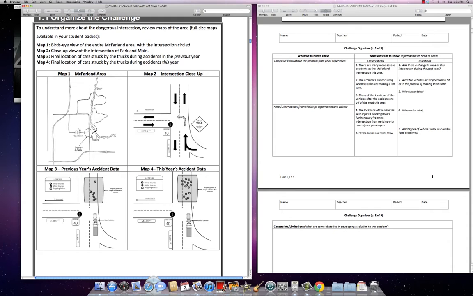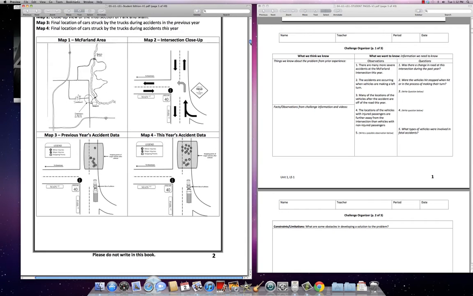Map 4 shows this year's accident data, again just emphasizing that these circles are the final stopping points. They're where the car has been pushed after it has been hit. So if the car was hit into the intersection, this is where the car finally stopped. And again, minor or major injuries are shown in the legend. Please make sure students understand the purpose of each map.